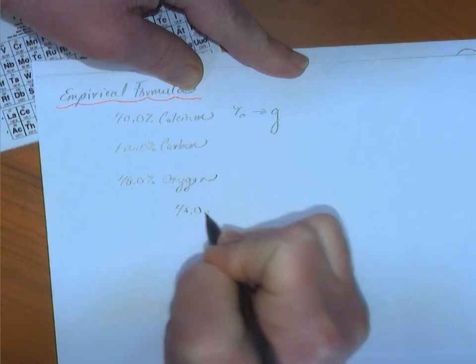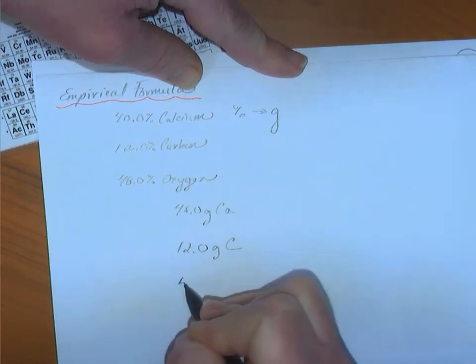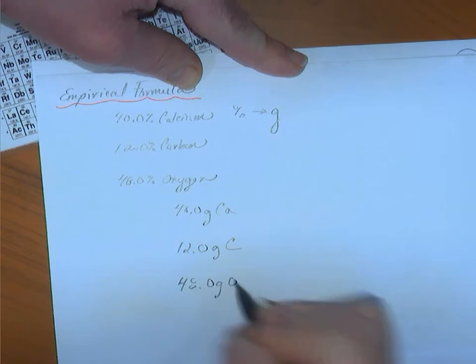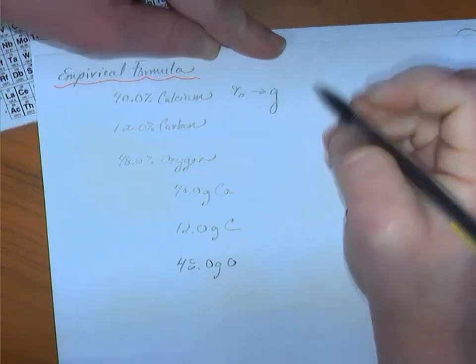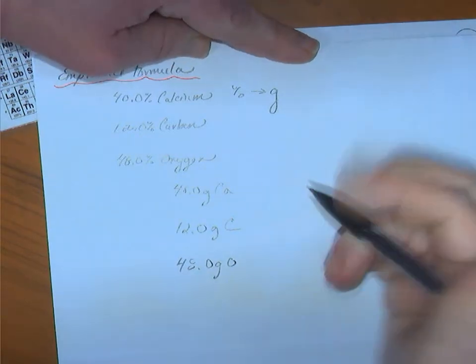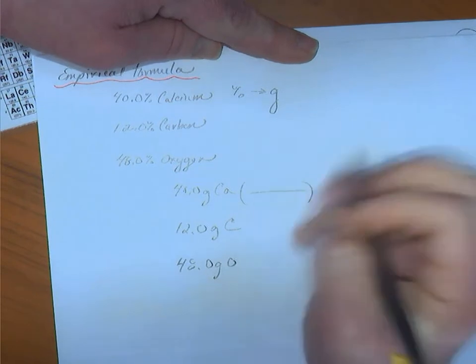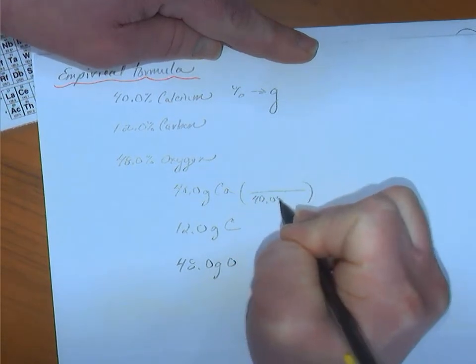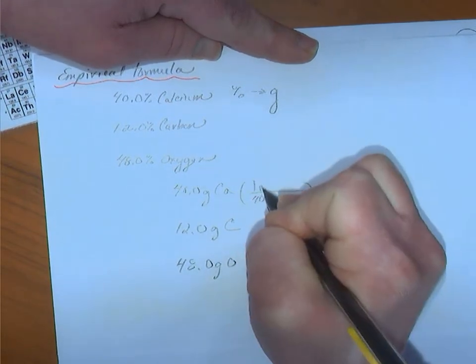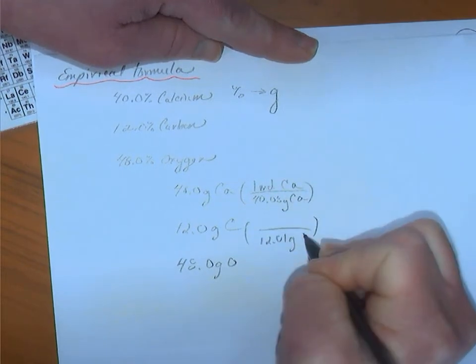So if we start with 40 grams of calcium, 12 grams of carbon, and 48 grams of oxygen, well, a formula is the lowest ratio of moles of the elements to each other. So we need to go from grams to moles. And I'm just going to do this setup so quickly, to 1 mole of carbon.